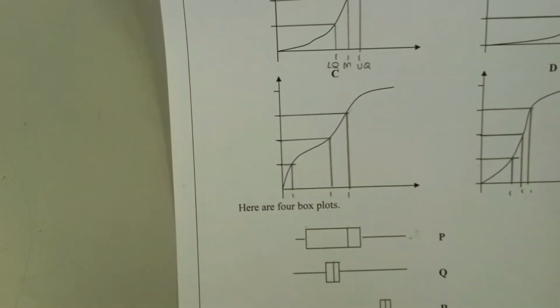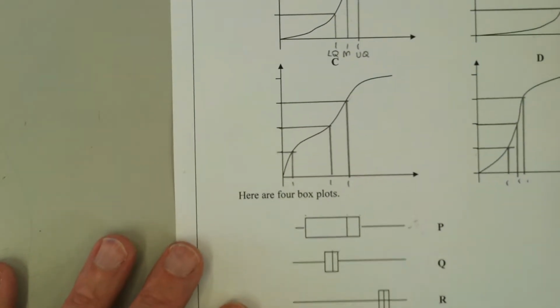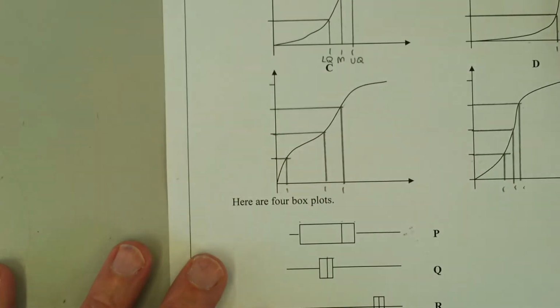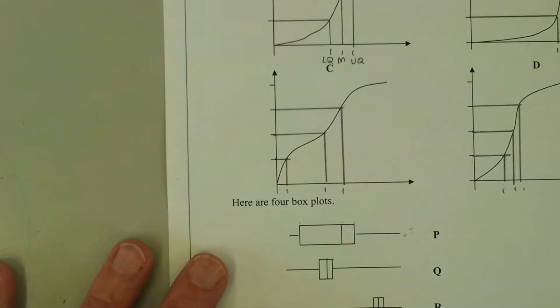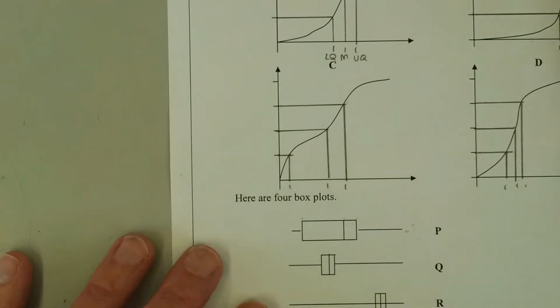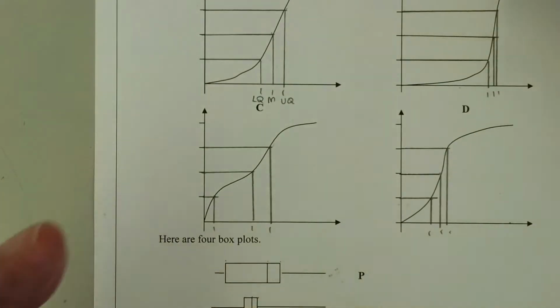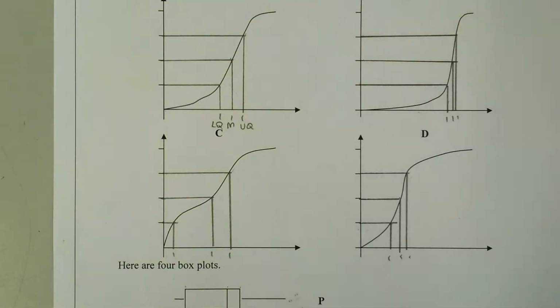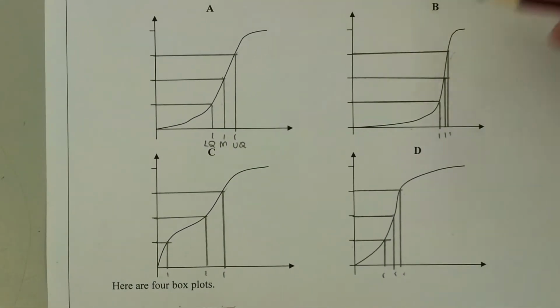Okay, there's only one other thing you need to know. If the data is pushed to the left, that is called a positive skew. You don't really need it for this question, but it's interesting to know. It may be useful. If the data is pushed to the right, that is a negative skew.